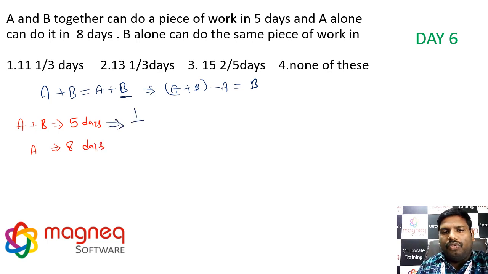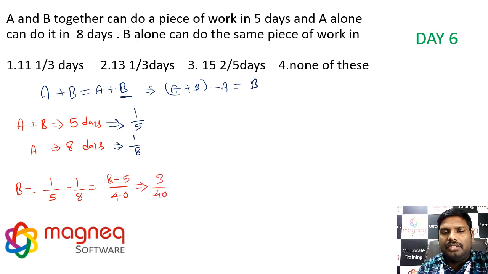A's 1 day work is 1 by 5 and B's 1 day work is 1 by 8. So we have to find out the other value, which means 1 by 5 minus 1 by 8. Their LCM is 40, so 8 minus 5 gives 3 by 40. 3 by 40 is the 1 day work.